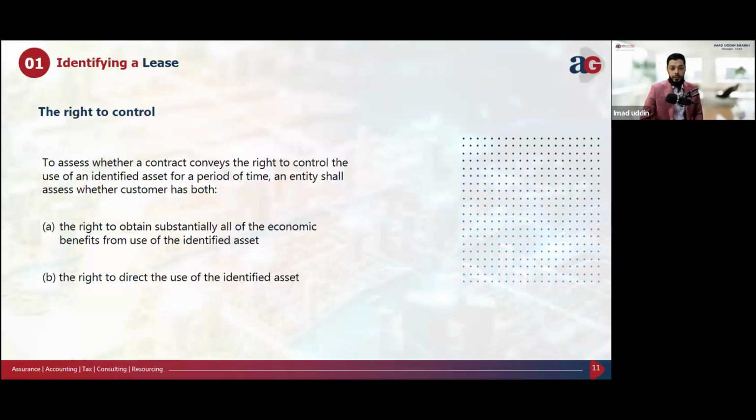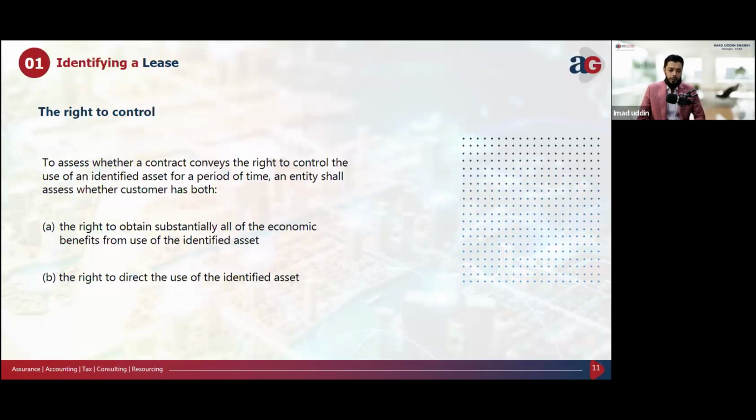Okay, so let me just remind you, whether a particular arrangement constitutes a lease has to do with two things. First, whether there is an identified asset, and the other key concern is whether there's a right to control. Within the identified asset, we have covered all the possible scenarios where an asset might not be identified. But even if the asset is identified, if there is no right to control that asset, the arrangement would still not constitute a lease. So to assess whether a contract conveys the right to control the use of an identified asset for a period of time, an entity shall assess whether the customer has both. Firstly, the right to obtain substantially all the economic benefits from the use of an identified asset.